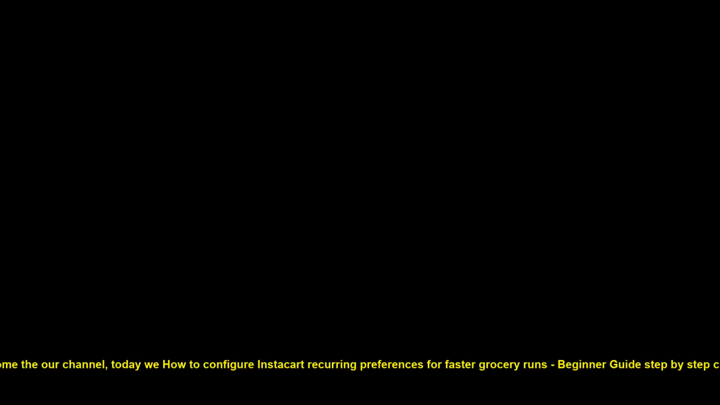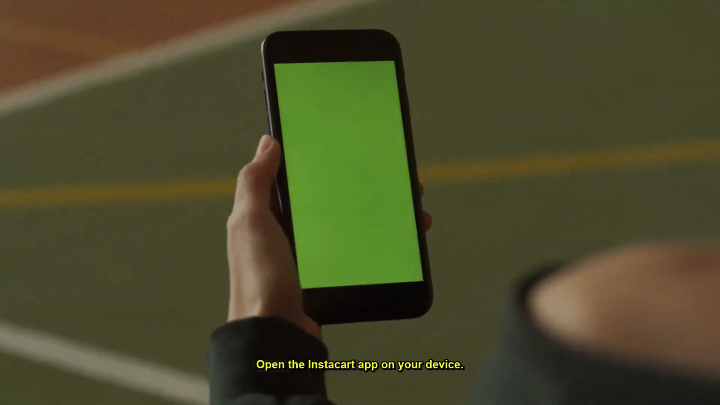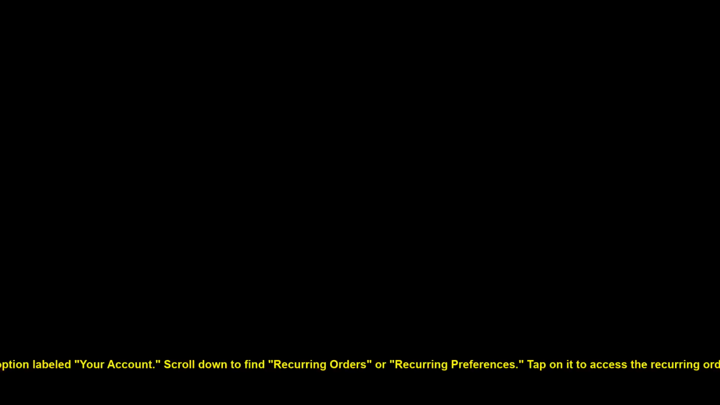Today we'll show how to configure Instacart recurring preferences for faster grocery runs, a beginner guide step by step clearly. Open the Instacart app on your device. Log into your account using your credentials. Once you're logged in, navigate to the main menu. Select the option labeled your account.